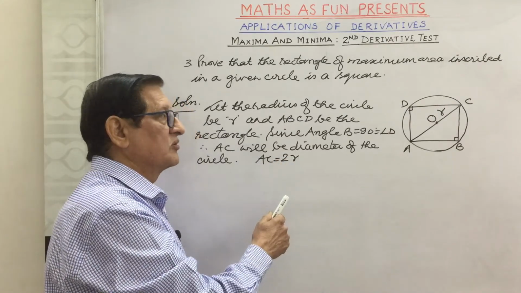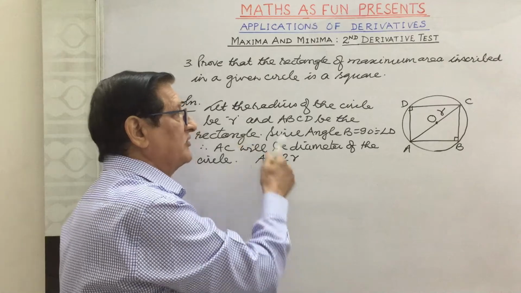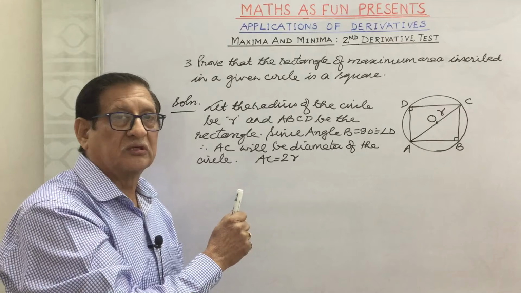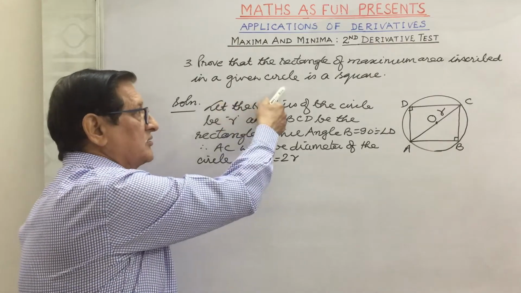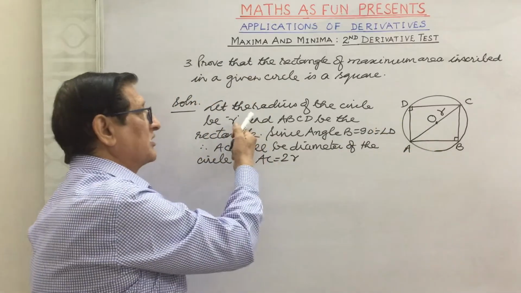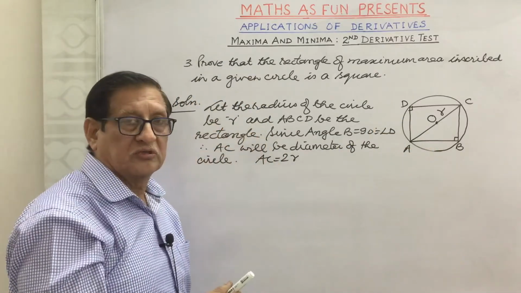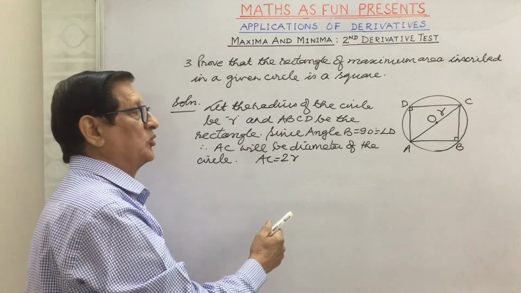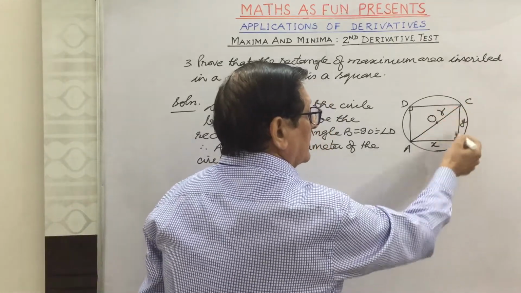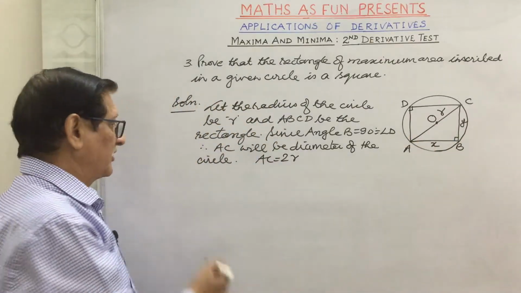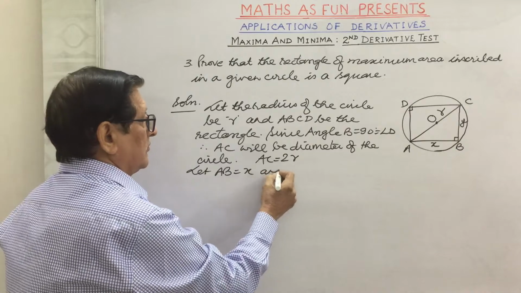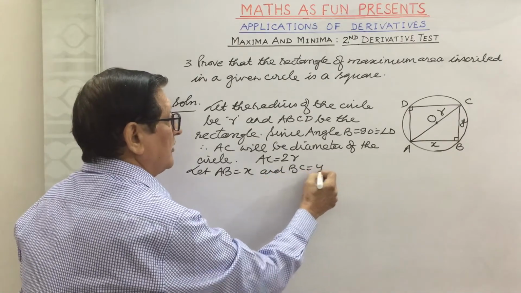Now one more thing we have to remember here, that whatever is given to us, that is to be taken as a constant. What is given here? A circle. And in a circle, that is the radius. So we will consider that the radius is a constant. Now we suppose that the length and breadth of this particular rectangle are x and y. So we will write here, let AB equal to x and BC equal to y.